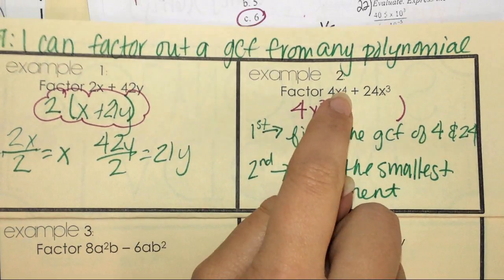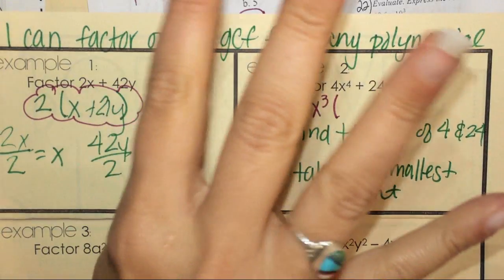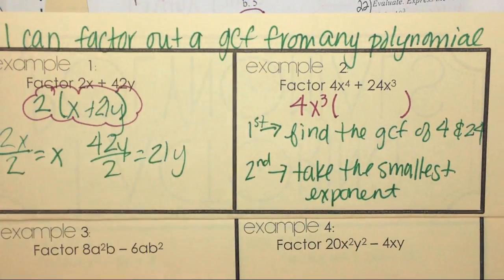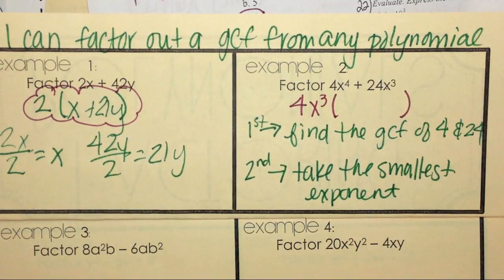How many x's do we have if it's x to the 4? We have 4, and that does have 3 in it, right? With how many left over? 1. Boom. We've just factored.